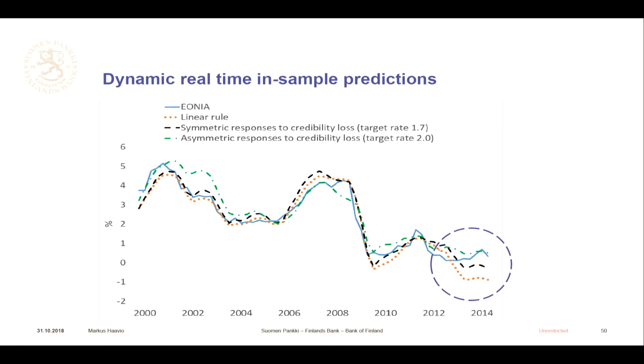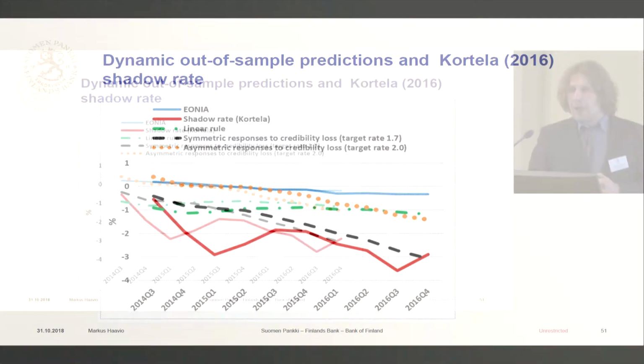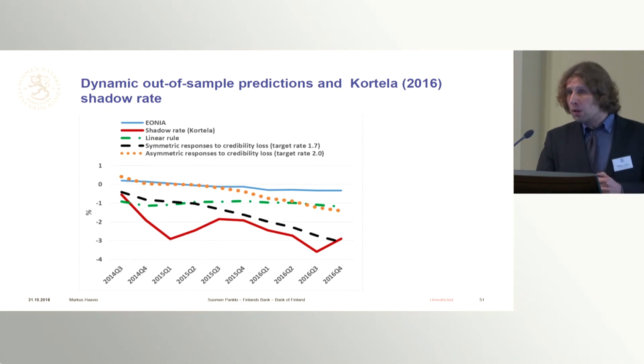So the final thing that we do is some dynamic out-of-sample predictions with our monetary policy rules. We have estimated these monetary policy rules until 2014, when we reach the zero lower bound. However, in these exercises, we ask the question, what kind of interest rate would these rules have predicted for the more recent period, what kind of stance? And then we compare these predictions to so-called shadow rate estimates. And here we use the shadow rate estimates by colleague Tomi Kortela.